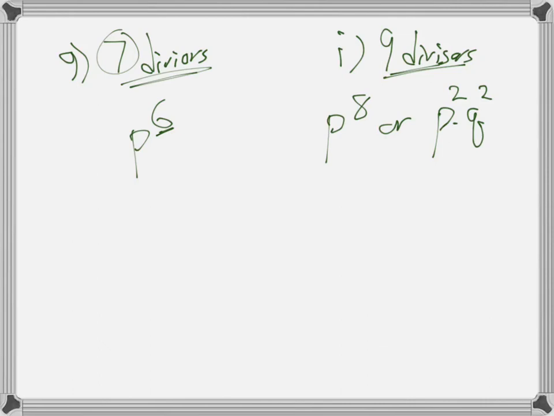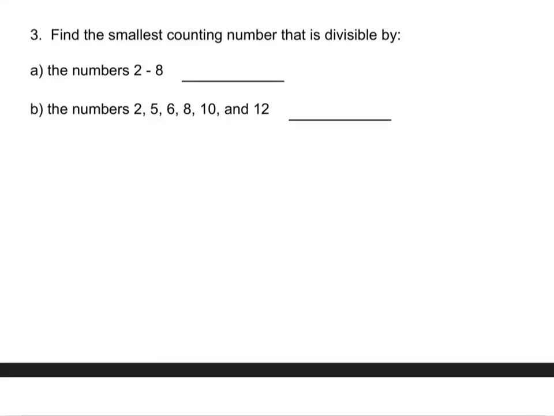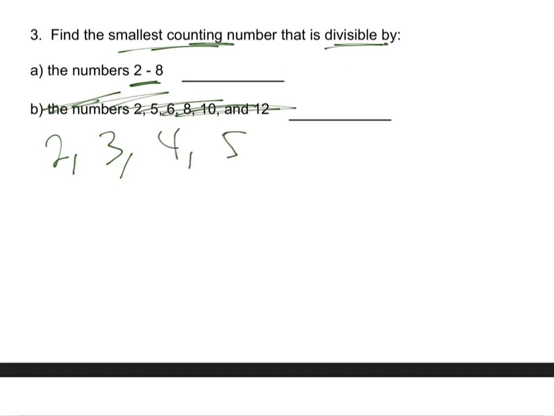All right, I'm going to run out of time completely. All right, find the smallest counting number that is divisible by all the numbers 2 through 8. Let's do part A here. Forget about part B right now. 2, 3, 4, 5, 6, 7, 8.